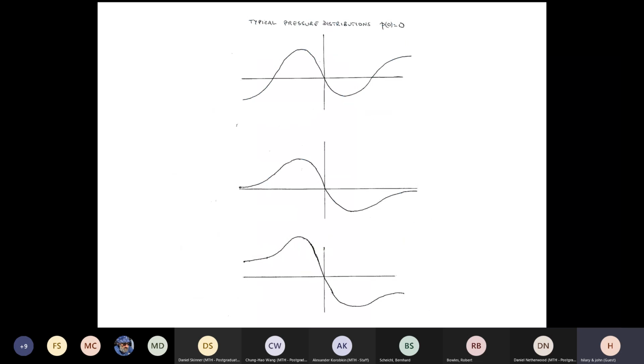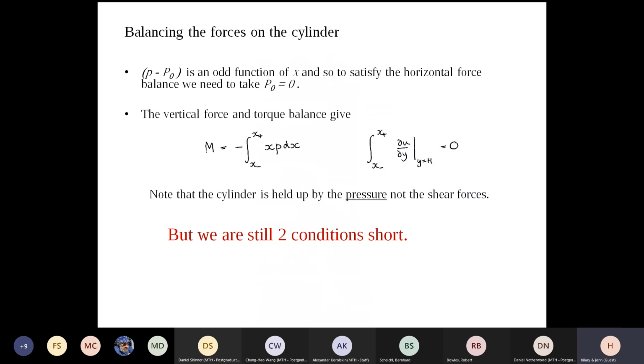So we're going to start off by thinking of the first picture, where we have two symmetric points. X plus will now be equal to minus x minus. And so P minus P0 is this odd function. And we have these two, the torque balance on the right and the moment balance on the left, and the levitation force balance on the right. But the cylinder is held up by the pressure now.